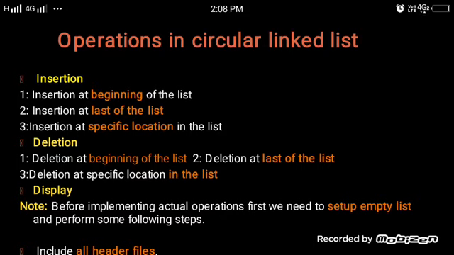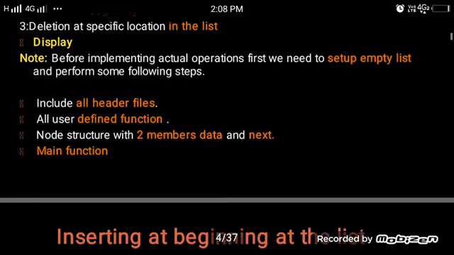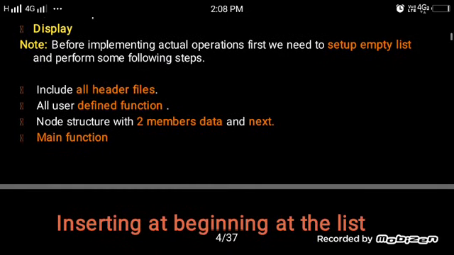And then the delete operations in a circular linked list: deletion at the beginning of the list, deletion at the last of the list, and deletion at a specific location in the list. These three can be done in deletion, and then we have display.